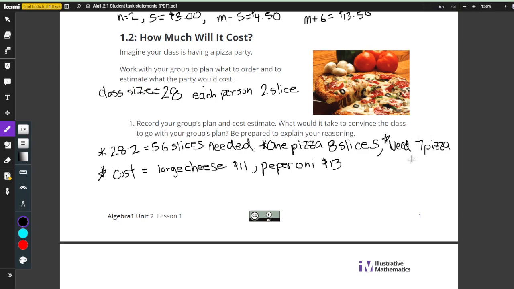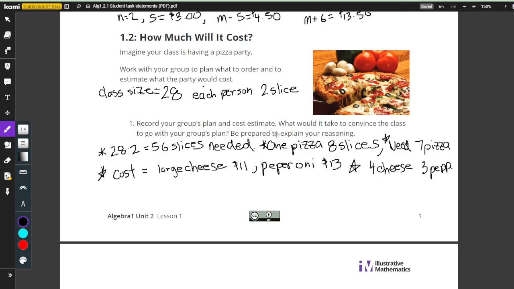So we need 7 pizzas. What's our next thing we're going to need? Let's say we need 7 pizzas, so we're going to say we're going to need 4 cheese and 3 pepperoni. Okay, so these are the things that we need.